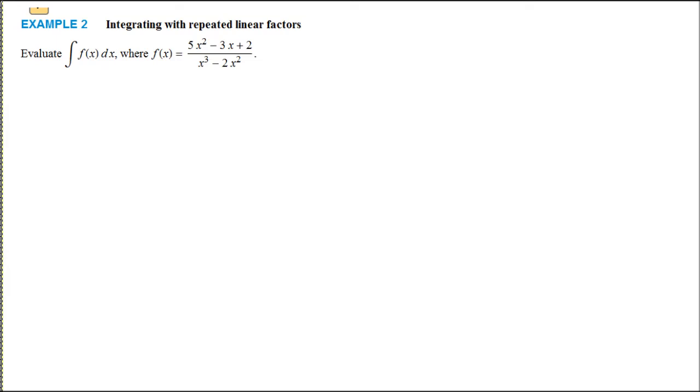Let's go through the process again that we did about this. First, what do you recognize before you do anything? The degree of the numerator and the denominator is in the correct relationship: 2 and 3. That's good.